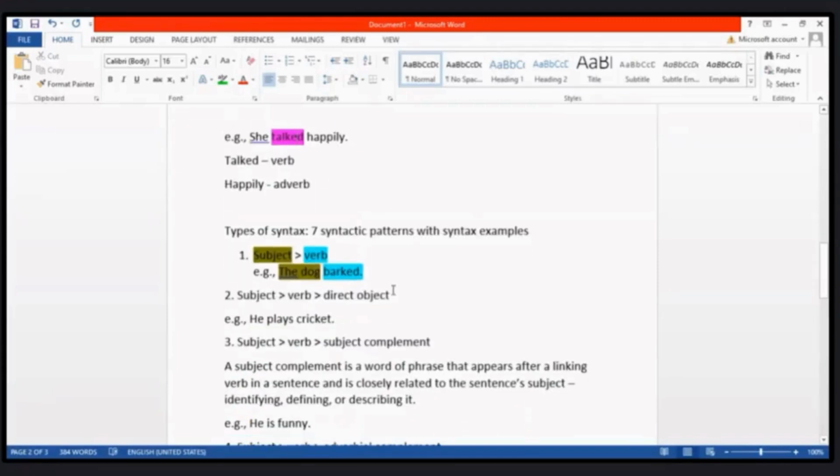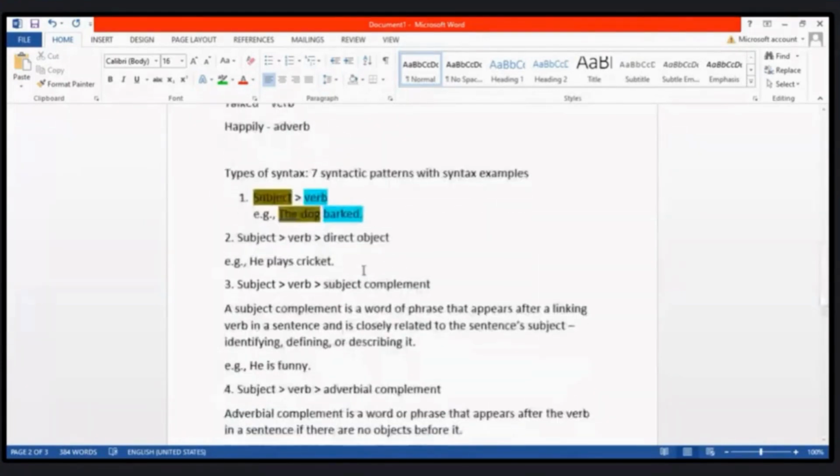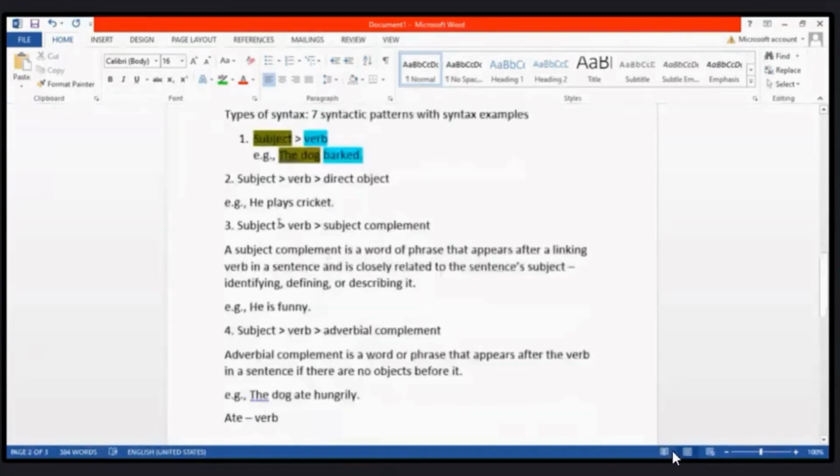Now, we've come to the last part of our today's topic, which is the types of syntax. And we've got 7 syntactic patterns in a sentence, all right? First things first, subject and verb, which is, as you can see, the dog barked. Then you've got subject, verb, and direct object. He plays cricket. So subject, then the verb is plays, and cricket is the direct object.